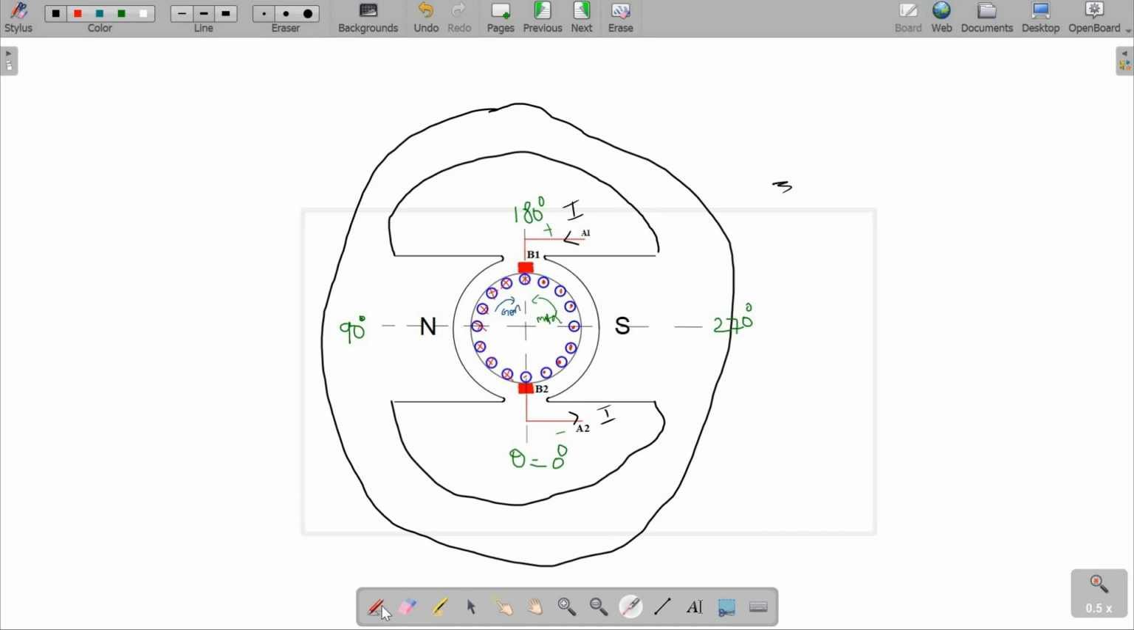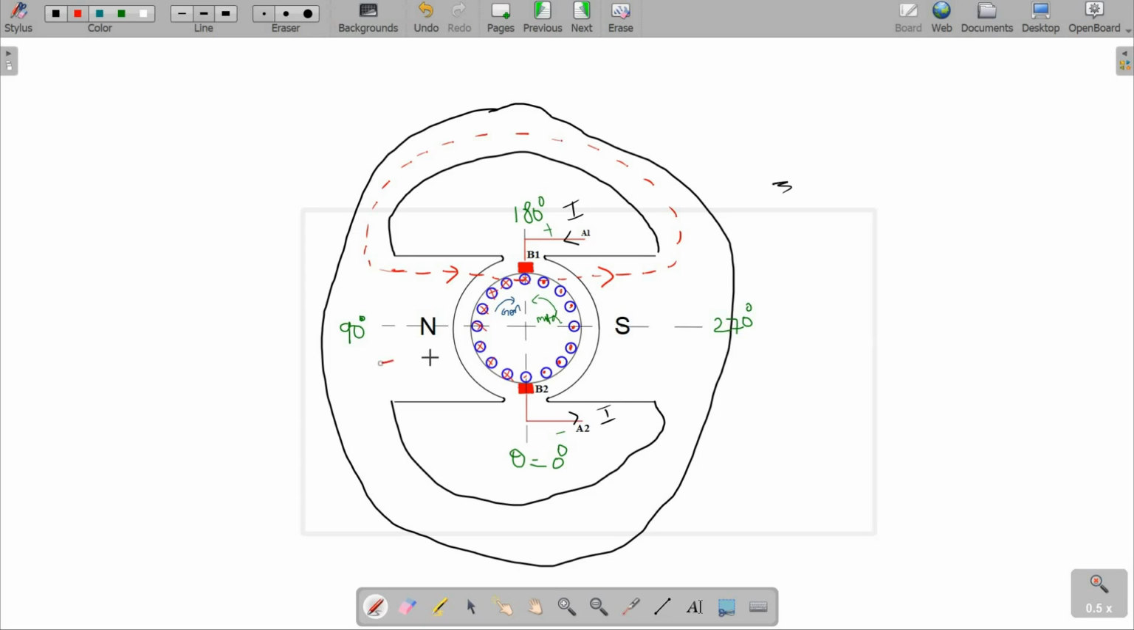Now here you can see that because of this north pole of that DC machine, the field flux lines will be produced like this. Everywhere the flux lines are produced and they complete their return path through the yoke. The flux lines emerge from the north pole and enter the south pole.